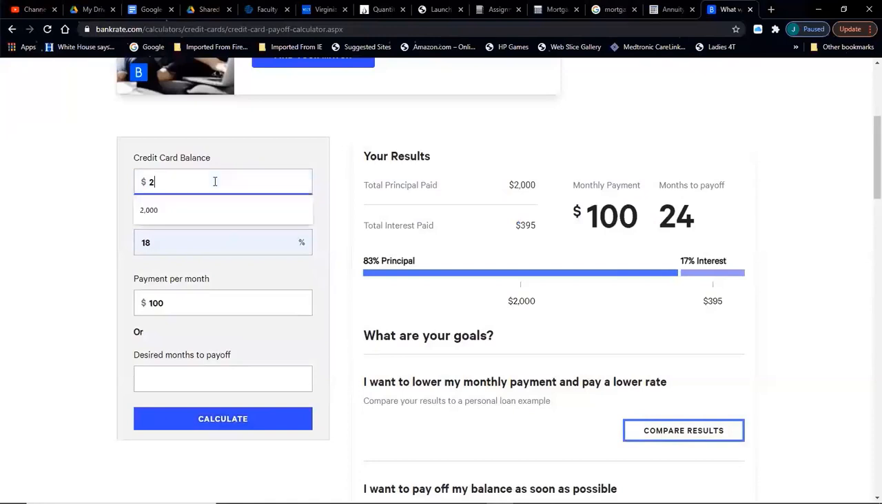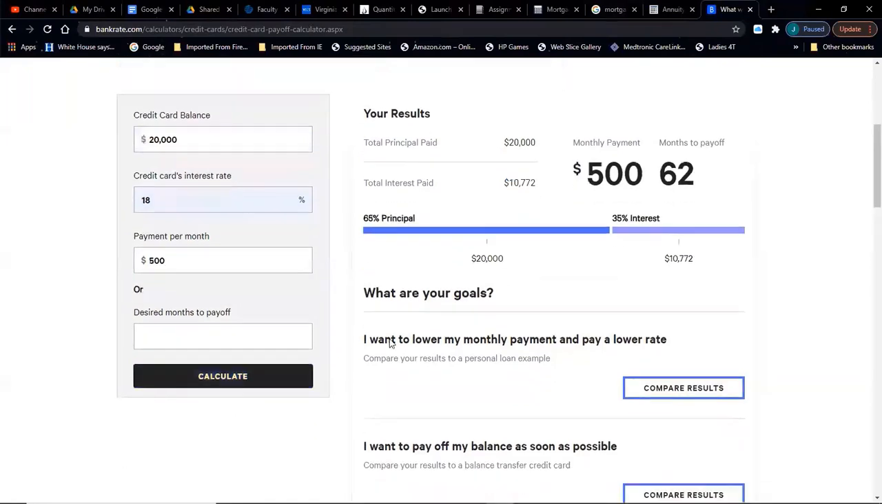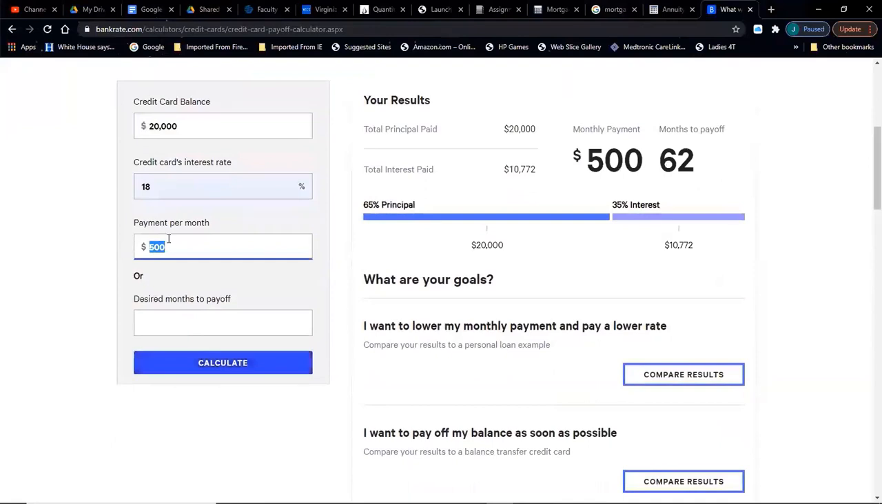Look at this, if you had a $20,000 credit card balance, which some people do, that means you would have been having to make $500 monthly payments originally to get it paid down in 62. Now, if you're making $1,000 payments, your total interest goes from 11 grand to 4 grand. You're saving yourself $7,000. The first thing you need to do is pay off your credit cards.